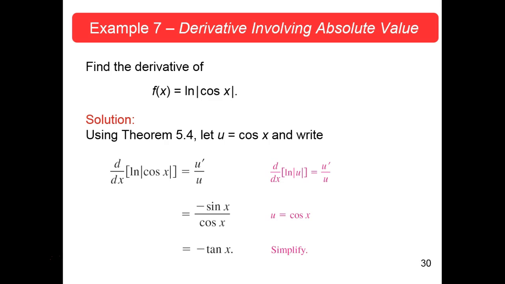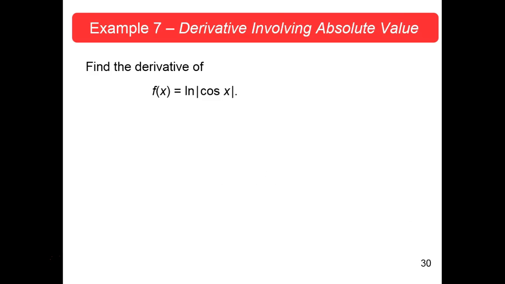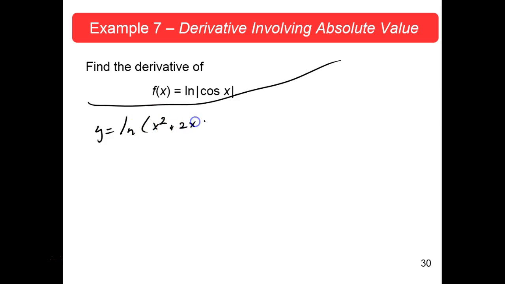They skipped example 8, so let's do example 8. Locate the relative extrema of y equals log of x squared plus 2x plus 3. The relative extrema of that. Well, how do we find our relative extrema? Going back to Cal 1, how do we do it?